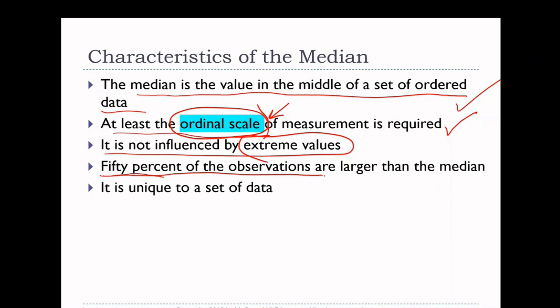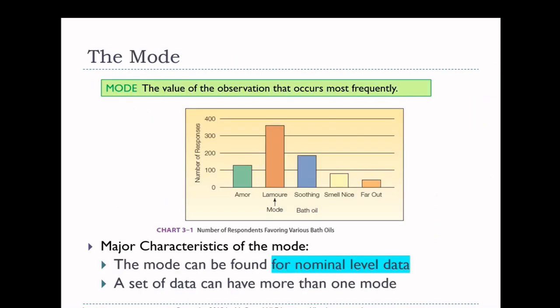50% of the observations are larger than the median. It's unique for a set of data. For any set of data, there is only one median.